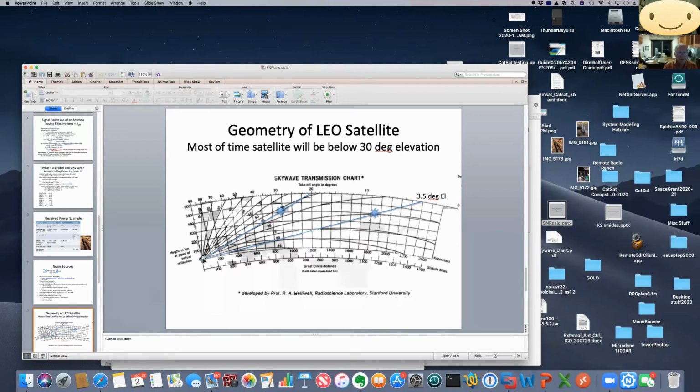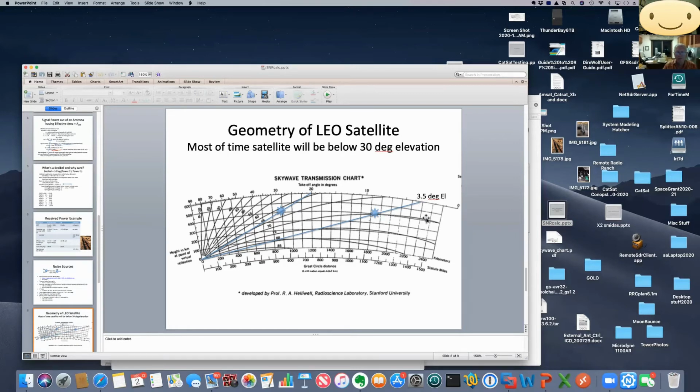So here I am with a satellite, and I look out towards the horizon in a straight line, forgetting about any bending in the ionosphere. There's the line going through the satellite. I go up here and I read this scale. And so at this point, at a range of about 1,800 to 1,850 kilometers from my receiving station is where the satellite is. My elevation angle is 3.5 degrees.